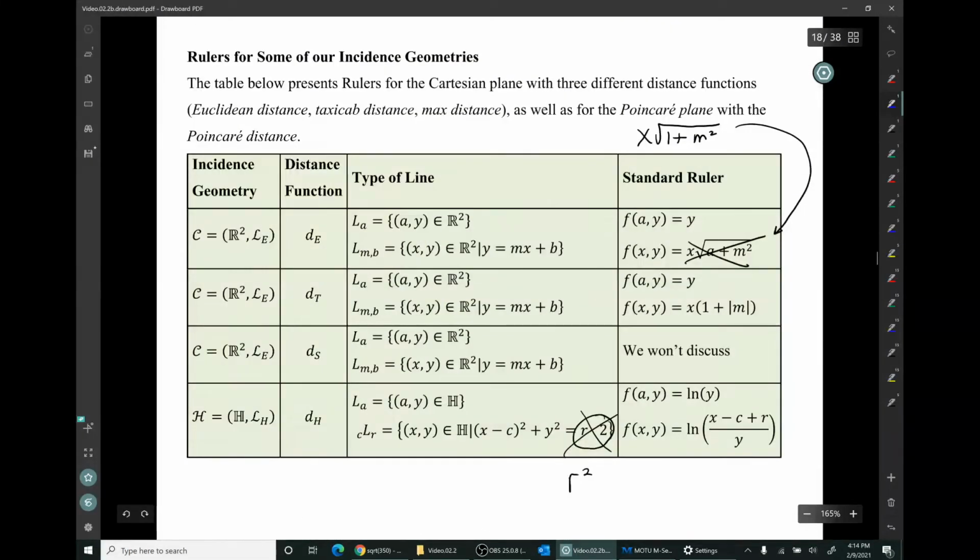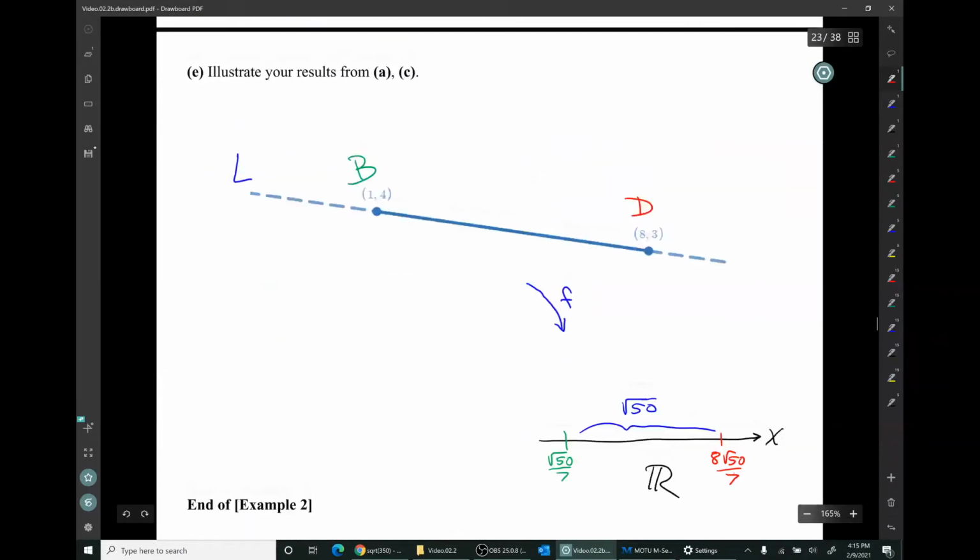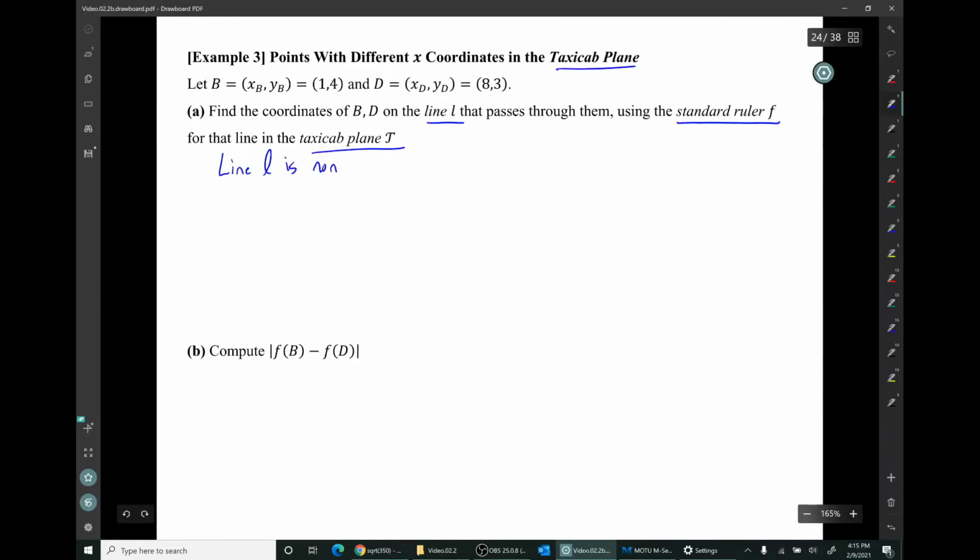For the taxicab plane, we have to figure out if the line is a vertical line or a non-vertical line. Well, that Cartesian line that passes through B and D is a non-vertical line, so we need to build this formula for our standard ruler. Now we already know the value of the slope. The value of the slope was minus 1/7. So we build the standard ruler.